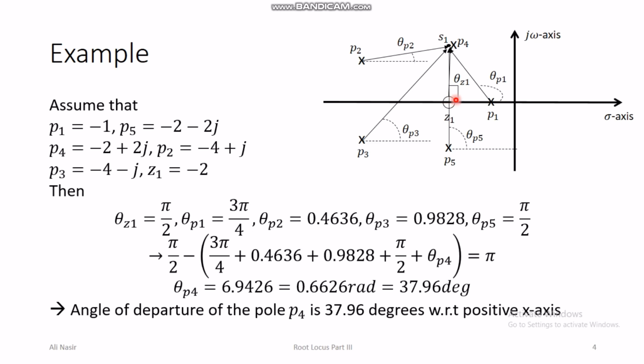The angle of arrival of the zero will be 0 degrees, because the arrival is from the left side of the zero. So it is coming from the positive x-axis side. So arrival will probably be 0 degrees, and the departure angle will be 180 degrees because it is going to the right side. So this pole is departing at an angle of 180 degrees and arriving at the zero at an angle of 0 degrees. But you can also verify this statement by using this method and see what angle of departure and angle of arrival turn out to be.